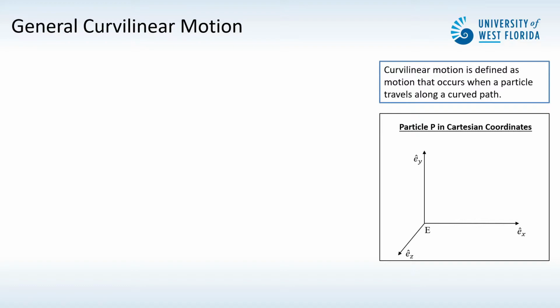Curvilinear motion is defined as motion that occurs when a particle travels along a curved path. The curved path can be in 2 dimensions in a plane or in 3 dimensions. We're going to analyze this type of motion with Cartesian coordinates.